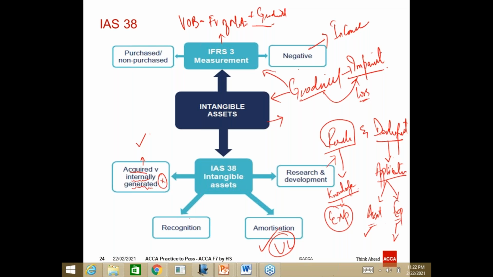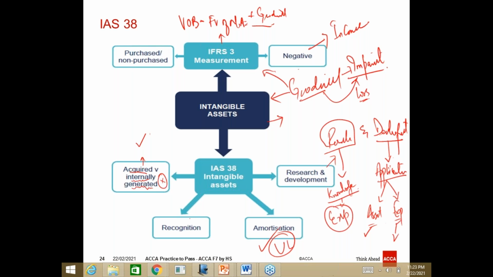Initially, it should be measured at cost, and subsequently we have two models. Like we have studied in IAS 16, it can be measured at the cost model or the revaluation model, but usually intangible assets are measured at the cost model, because there is a condition under IAS 38 that you can only use the revaluation model when there is an active market for that asset. If there is no active market for an intangible asset, then you cannot use the revaluation model. So usually intangible assets are measured at the cost model. The treatment is very similar to IAS 16. Negative goodwill would be recognized in the income statement as income.